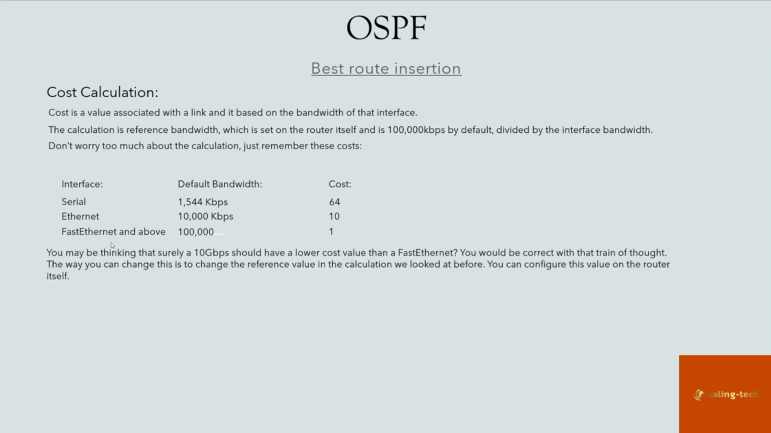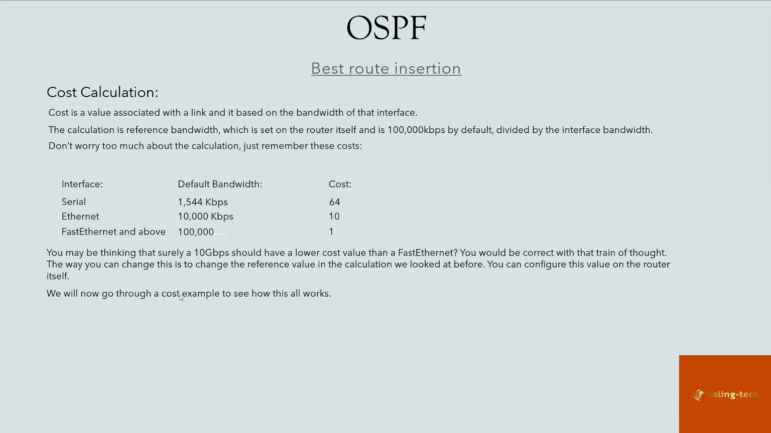Now you'll probably be thinking, well, hold on a minute, we've got 1 gig interfaces now, we've got 10 gig interfaces and above, but they're all only going to be a cost of 1. So how does that make sense? Well, you'd be correct with that train of thought. But the way you can change this is to change the reference value in the calculation. You can do that manually, so you can configure this value on the router itself.